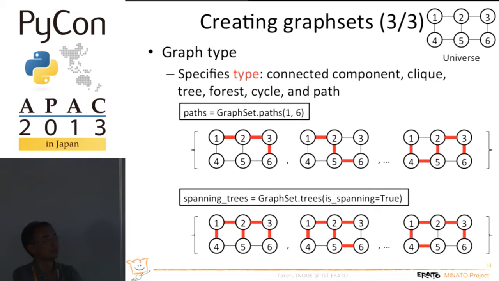The third is graph type. We can specify a graph type, such as tree or path, and create a new graph set object that stores all subgraphs matching the specified type. The first example finds all paths between vertex 1 and 6. And the second example finds all the spanning trees on the universe. Here, a tree is a graph that has no loop, and spanning means all vertices are covered by edges.